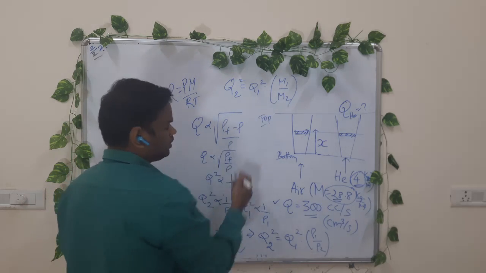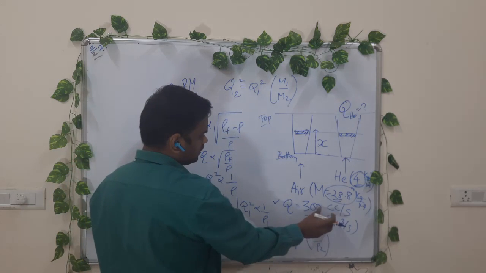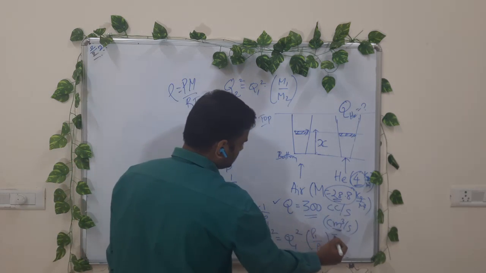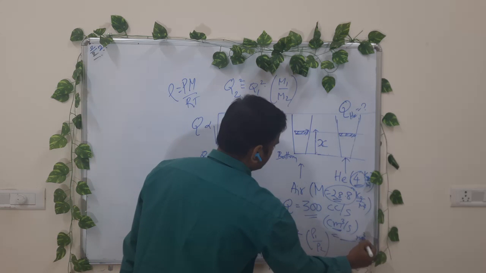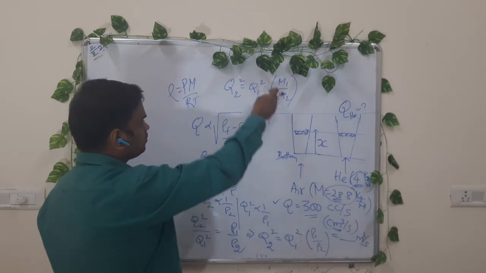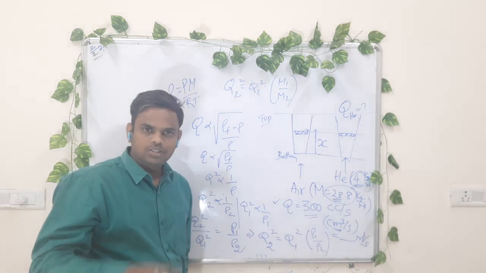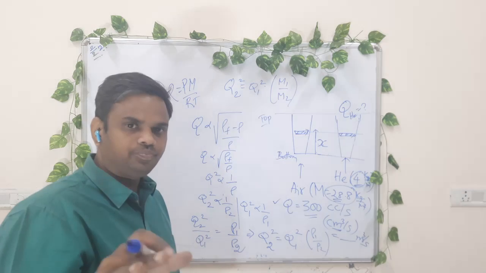So then what is Q1? It's a straightforward substitution. Q1 is 300 cc per second, again convert to meter cube per second. Molecular weight is in kg per meter cube. Substitute that to get what is Q2. Please comment what is the value of Q2.